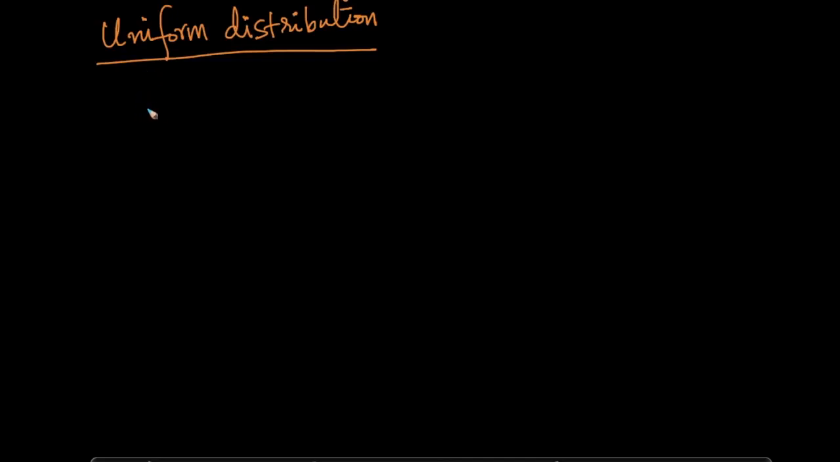The other very popular distribution is called uniform distribution. As the name suggests, uniform distribution has some uniformity in it. I'll show you exactly what it is. Before we go ahead and understand uniform distribution, there are two types of uniform distribution: a discrete uniform distribution and a continuous uniform distribution.